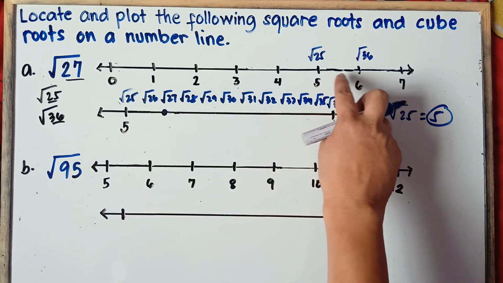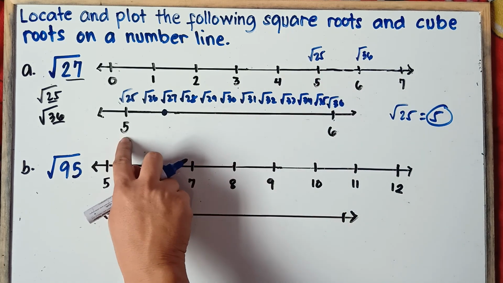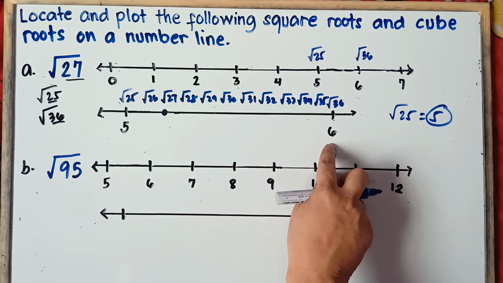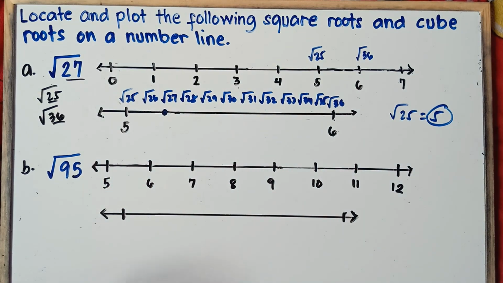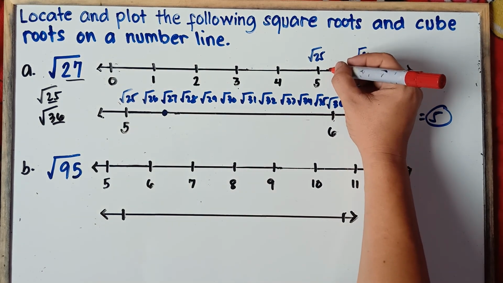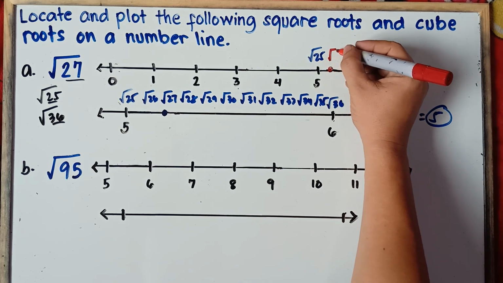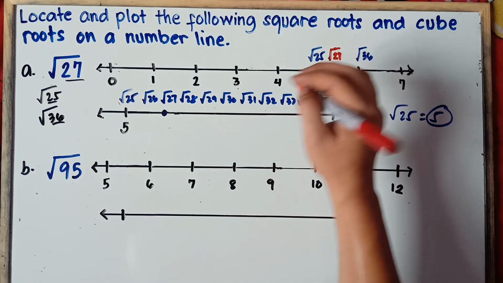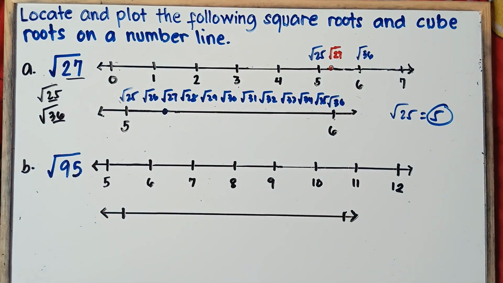So therefore, our answer, class, is to simply estimate that the square root of 27 should be near 5. You can see, class, once again, 5 and then 6, and the square root of 27 is near 5. That's how you answer this one, class. You think of two perfect squares that are near to 27. Alright, that's the answer for letter A.